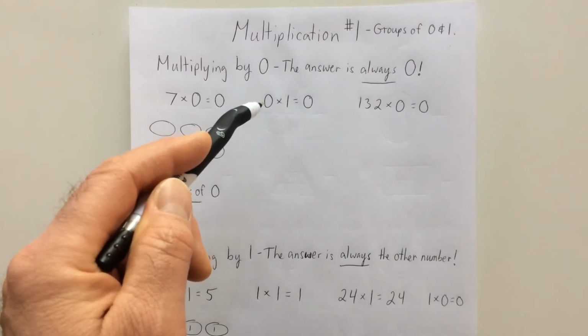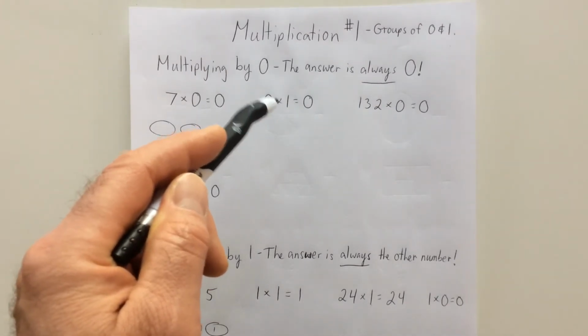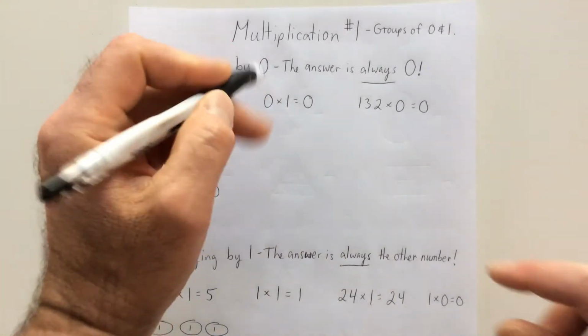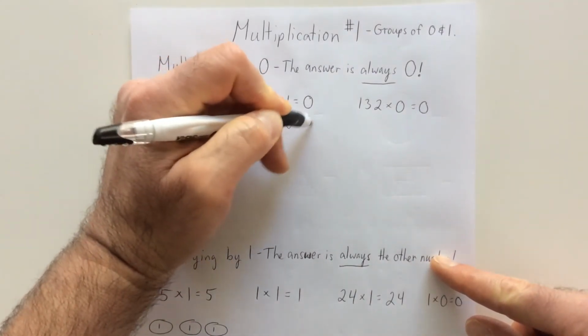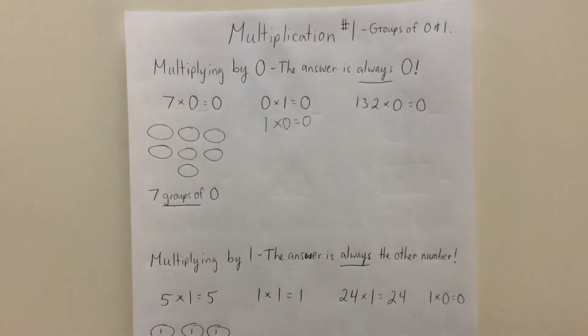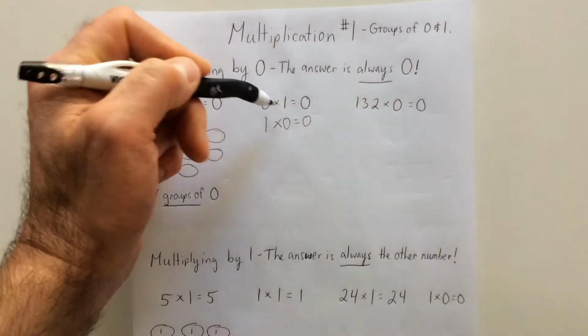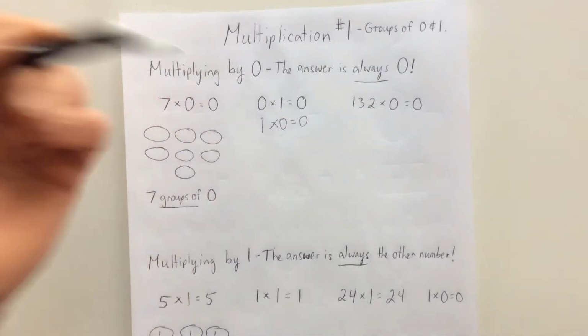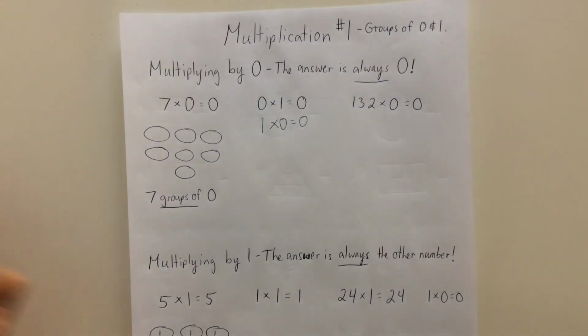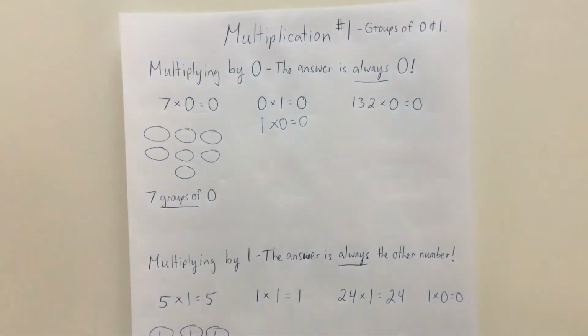So here's another way of showing it. I have 0 times 1 equals 0. So it doesn't matter, even if we write it the other way. You can do this with multiplication, just like addition. You can reverse the numbers. It means the same thing. So this says 0 groups of 1 equals 0, and this says 1 group of 0 equals 0. And like I said, it always equals 0.